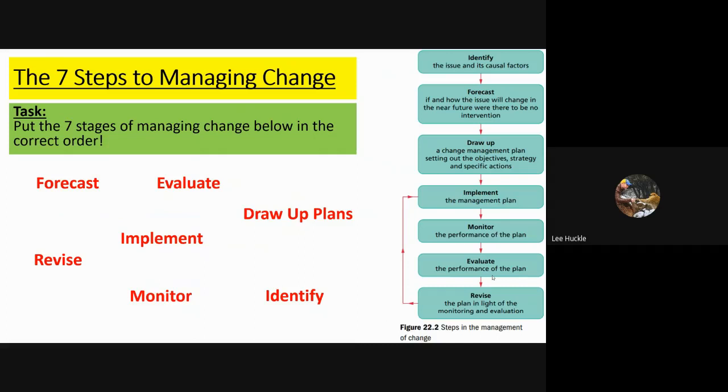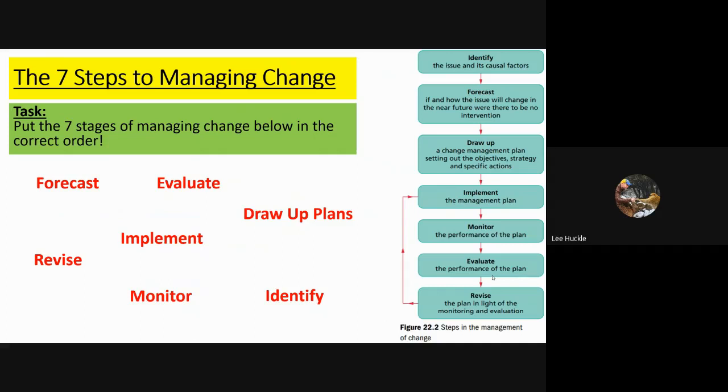You've got to identify the issue and its causal factors. So first of all, is there a problem that needs solving in a place? And if there is, what has caused that problem? There's no point in identifying a problem without identifying the cause. Once you've done that part, you go on to stage 2. This is what you forecast. And it says there, if and how the issue will change in the near future, were there to be no intervention. So London Docklands, if you revisit that case study, you know there were lots of issues in the Docklands as it declined.